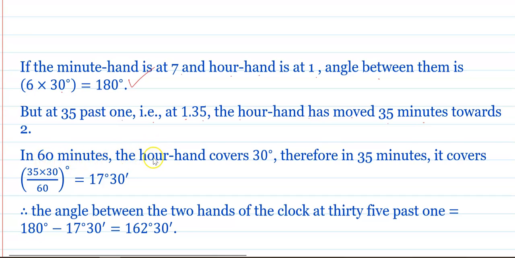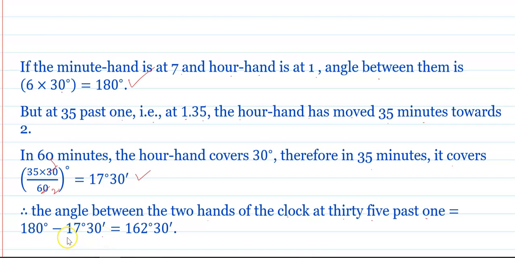In 60 minutes, the hour hand covers 30 degree, and therefore in 35 minutes it covers. तोच फॉर्म्युला 30 upon 60 हे कॉमन असणार आहे, त्याला 35 ने मल्टिप्लाय करणार आहे. And if we multiply and simplify, 30 चा 1 आणि 60 चा 2, that is 35 upon 2, you will get 17 degree 30 minutes. हे कशातनं मायनस करावं लागेल आपल्याला? हे 180 तनं मायनस करावं लागेल. And therefore the angle between the two hands of the clock at 35 past 1 is 180 minus 17 degree 30 minutes is equals to.